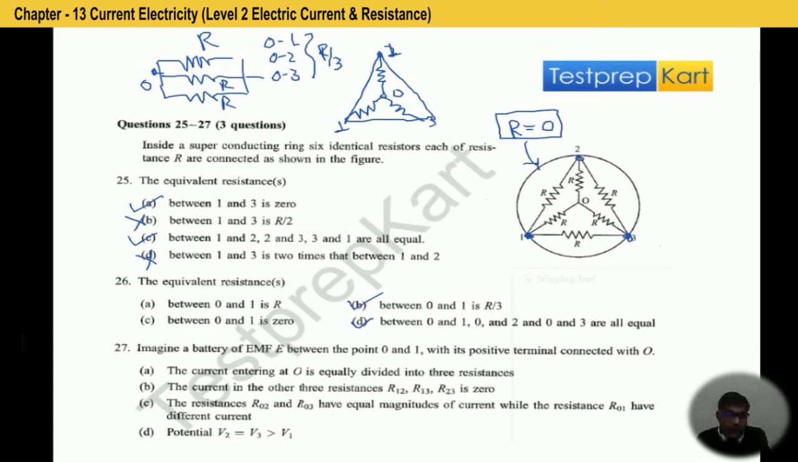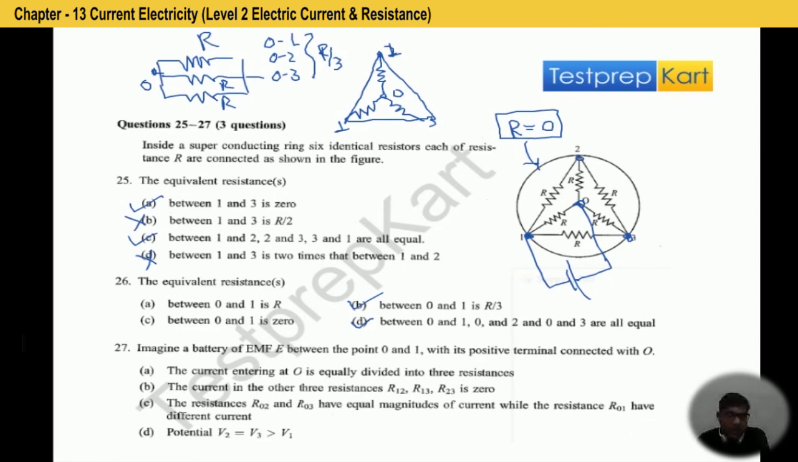Next, imagine a battery of EMF E between point 0 and 1 with the positive terminal connected to. So in this circuit, it will connect a battery between 0 to 1 whether positive terminal is connected to. Okay. Then we have to answer these questions.